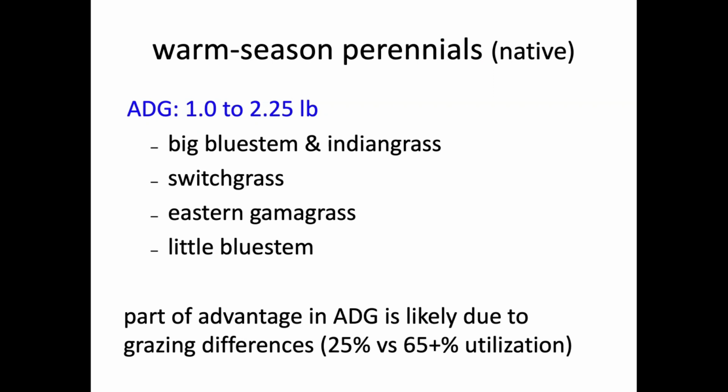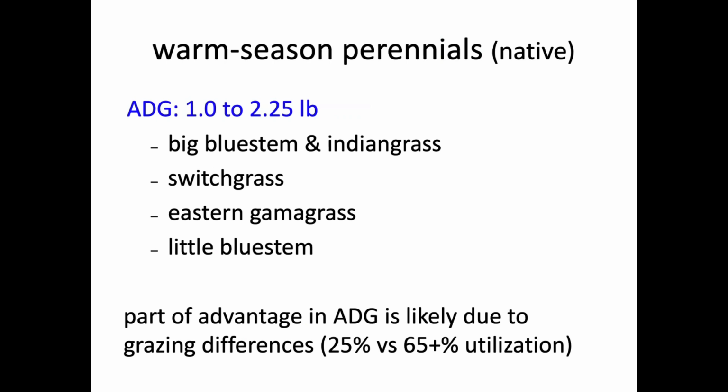So if we look at some of our native warm season perennial forages, so things like big bluestem, Indiangrass, switchgrass, eastern gamagrass, little bluestem, those heifers with good to excellent grazing management, we would expect to see somewhere between a pound and 2.25 pounds a day in performance.